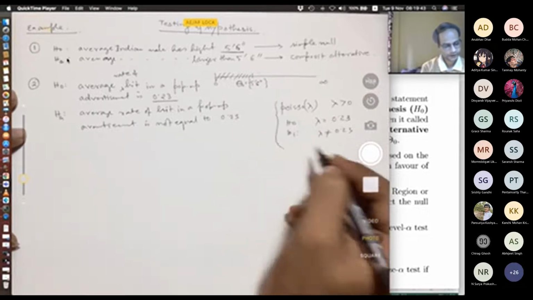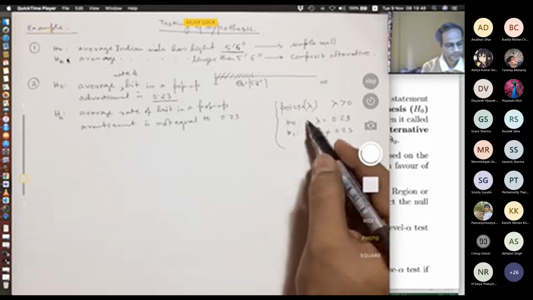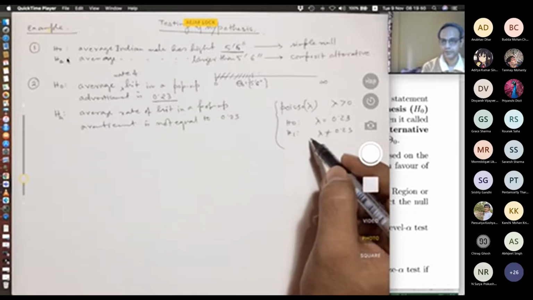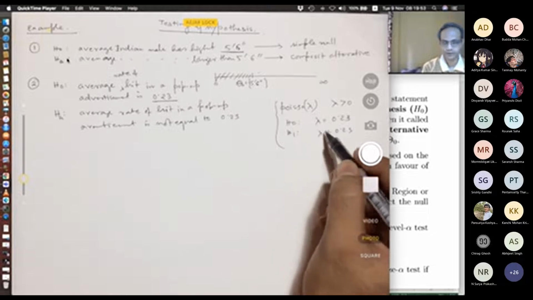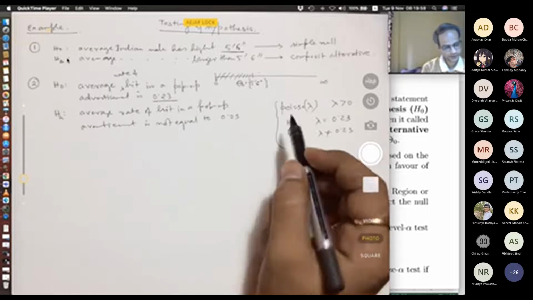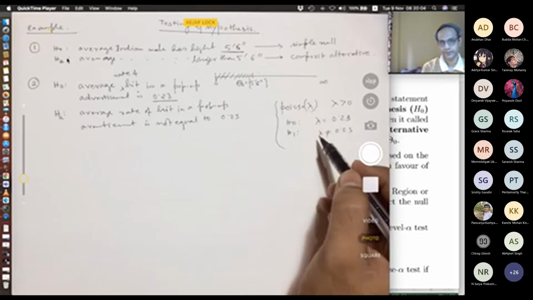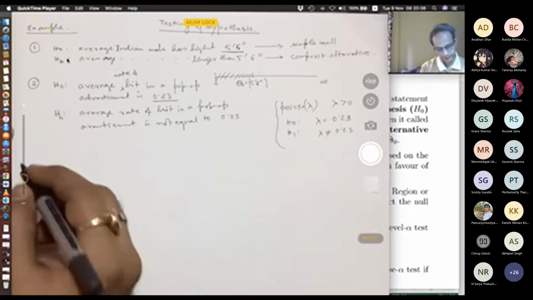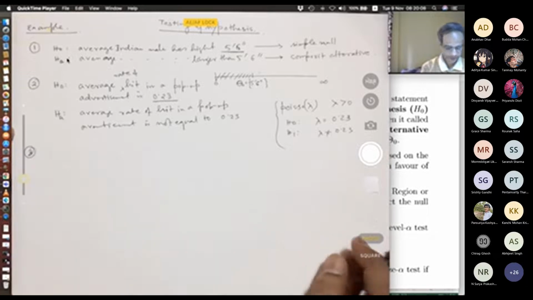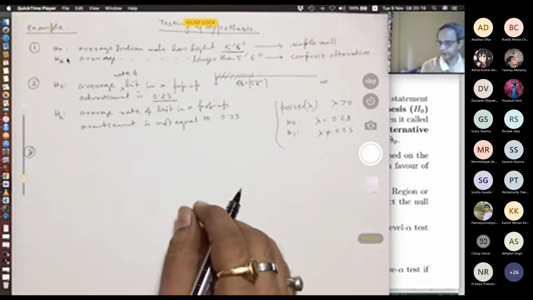So here the null hypothesis and alternative hypothesis are complements of each other. If you take their union, it will consist of the entire parameter space. So this is a simple null with a composite alternative, but their union is the whole parameter space. Then another way you can have is when both of them are simple or both of them are composite.